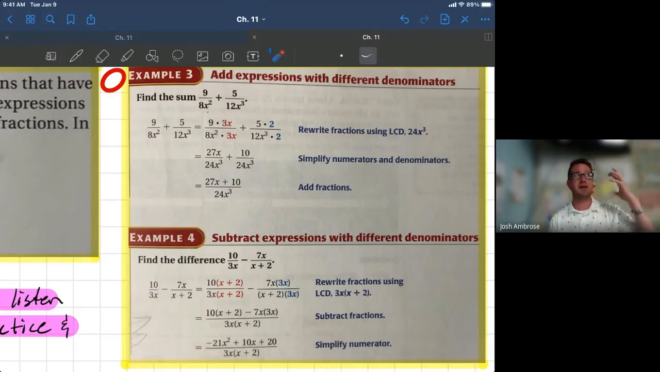So I have to think, what is a common number that both 8 and 12 can become? They can both become 24. So if you were doing regular fractions, there's no variables, and you had 8 and 12, then your common denominator would be 24. So you would take the 8 and multiply it by 3. That's great. You take the 12 and multiply it by 2. That's great. But we also have a variable.